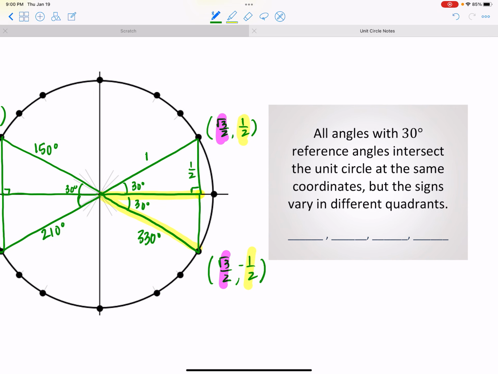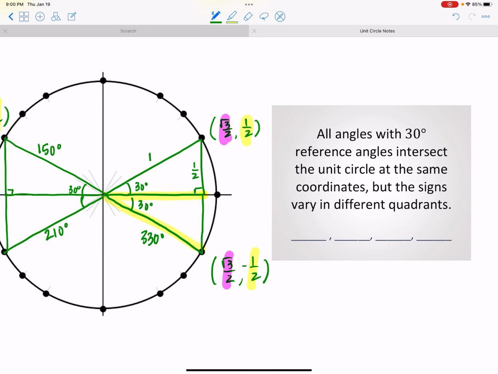So all angles that have a 30-degree reference angle intersect the unit circle at the same coordinates, radical 3 over 2 and 1/2. The only things that will change will be the signs, because the signs are different in different quadrants. So if we're looking at a 30-degree angle, or a 150-degree angle, or a 210-degree angle, or a 330-degree angle, all of those angles will have the same values for sine and cosine, except for, again, positives versus negatives may vary.